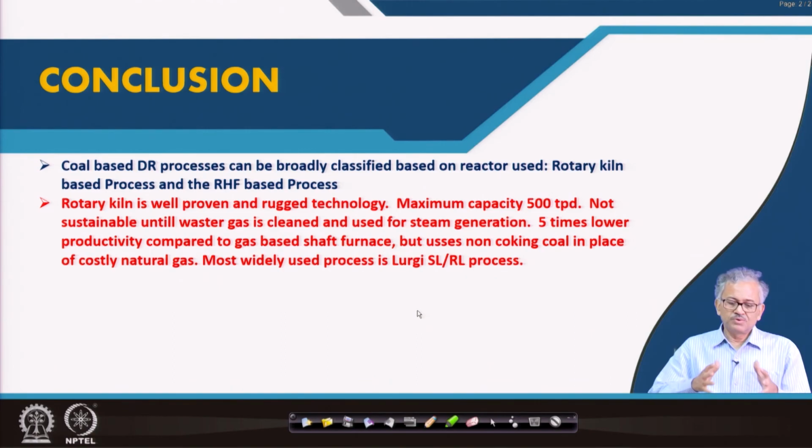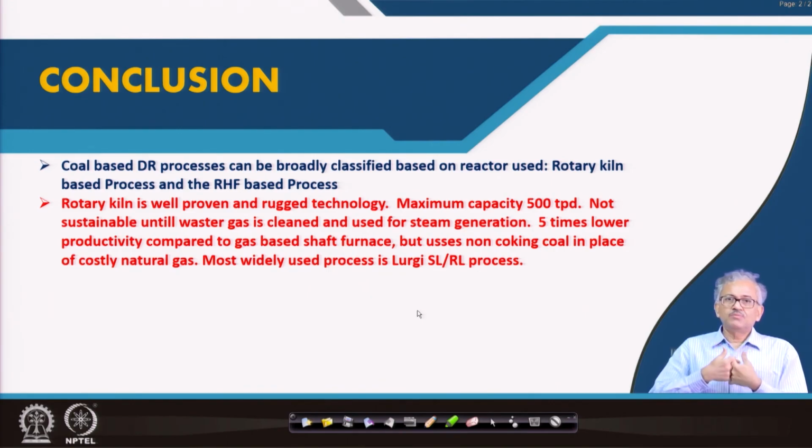But the rotary kiln process uses non-cooking coal. That is the advantage. It can use the non-cooking coal in place of the costly natural gas. Okay, in a gas-based process you have to use natural gas. Also, especially in India, we do not have much natural gas. We have some offshore natural gas in Bombay High. Otherwise, we have plenty of non-cooking coal. So, we can use that cheap non-cooking coal in the rotary kiln process. That is the major advantage of rotary kiln.